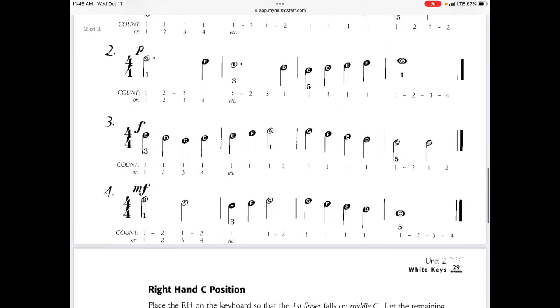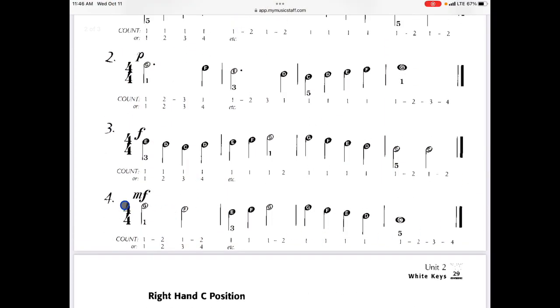For your fourth exercise, you are going to be working with your first finger to start. So it's going to be 1, 2, 3, 4, 1. Oh, sorry. Oh my goodness. 1, 2, 3, 2, 1. 1, 2, 3, 4, and 5.